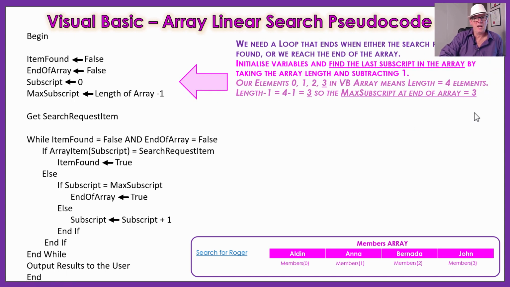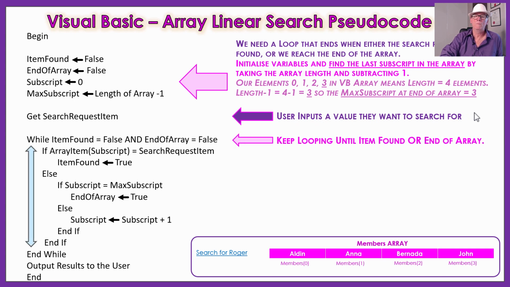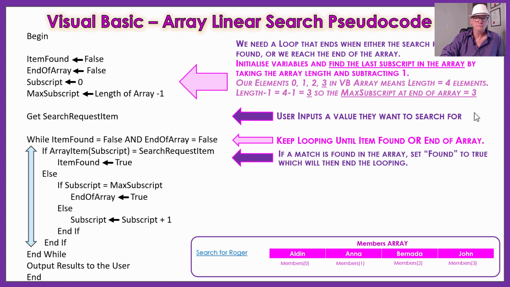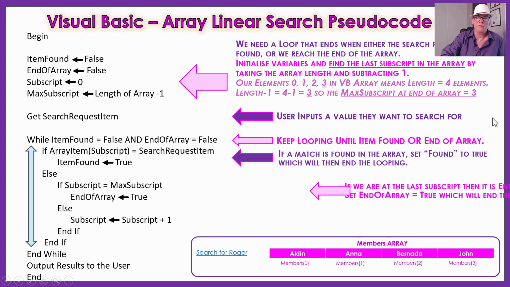All right, so we need a loop that ends when either the search request is found or we've not found it, and we're at the end of the array. So the user inputs a value they want to search for. We keep looping until we either find the item or we've got to the end of the array. If a match is found, that'll get set to true, and because of this while loop here, the conditions are false and false. If one of those becomes true, like found becomes true, that's going to stop the loop, so it won't do any more repeats, okay? And if we reach right up the end and that becomes true, that's going to stop it too, because they both have to be false because of this big and in the middle there for the loop to continue.